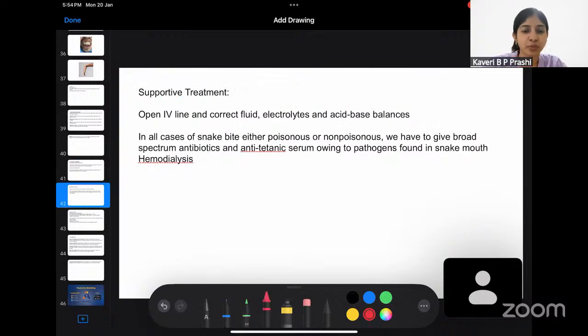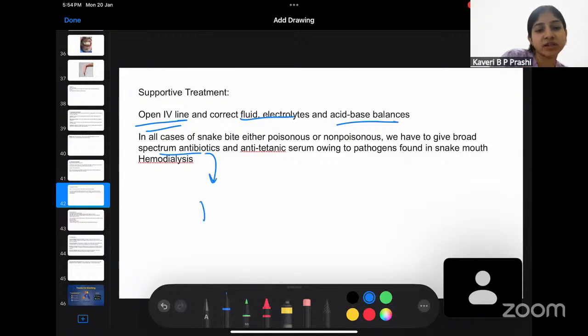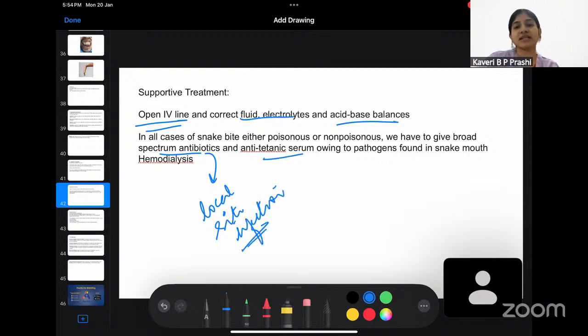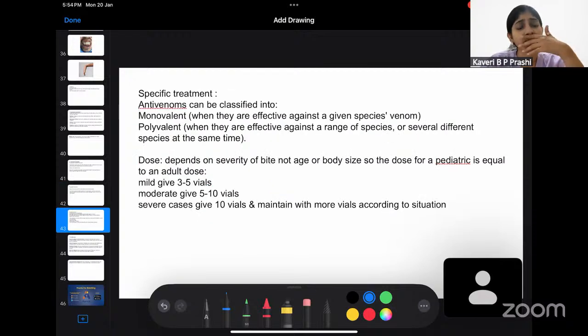Then you give a lot of supportive treatment. What supportive treatment? You open an IV line and correct the fluids. Okay. Because a lot of blood loss is also there. So you give IV line, correct fluids and electrolytes and acid-base balance. In all cases of snake bite, either poisonous or non-poisonous, we have to give broad spectrum antibiotics. Why are you giving antibiotics? In order to prevent local bite site infection, you're going to give antibiotics, and also you give anti-tetanus serum owing to pathogens found in the snake mouth. So you give the anti-tetanus shot and antibiotics. What is a specific treatment?